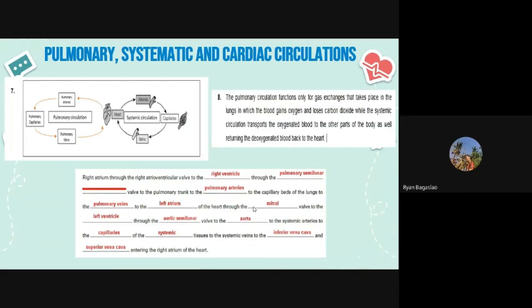After that, it passes through the mitral valve to the left ventricle, to the aortic semilunar valve, and to the aorta. Then from the aorta, it passes through the systemic arteries to the capillaries of the systemic tissues, to the systemic veins. And lastly, it passes to the inferior vena cava and superior vena cava, entering the right atrium of the heart.